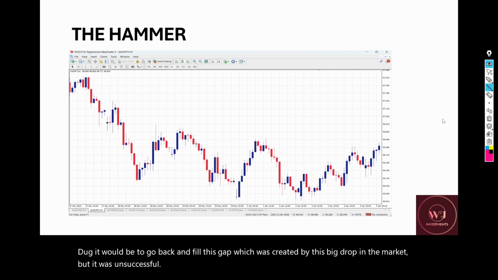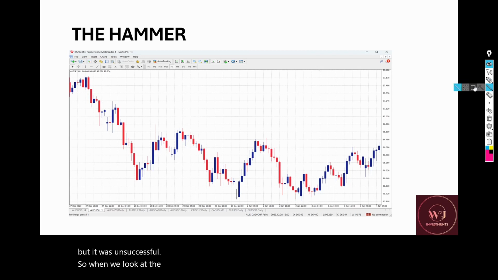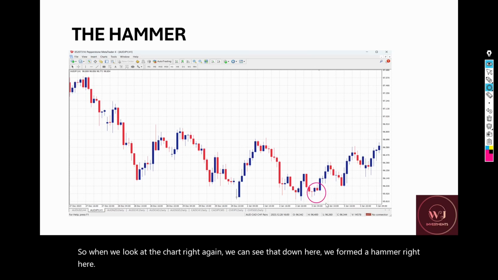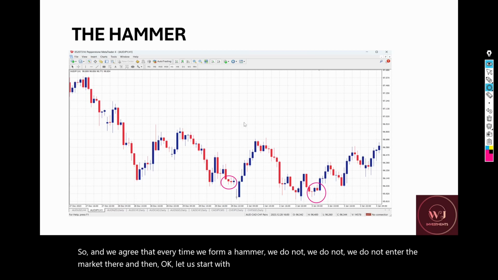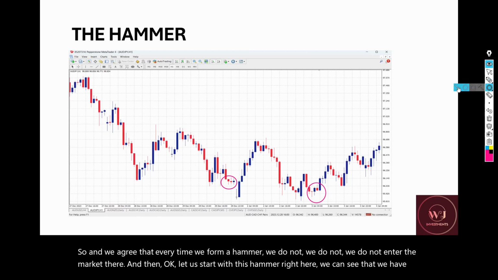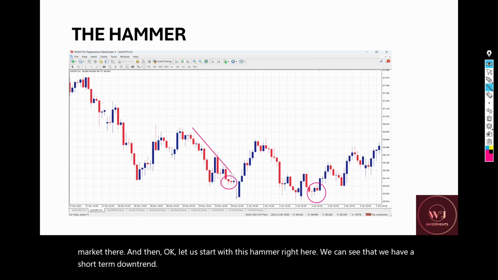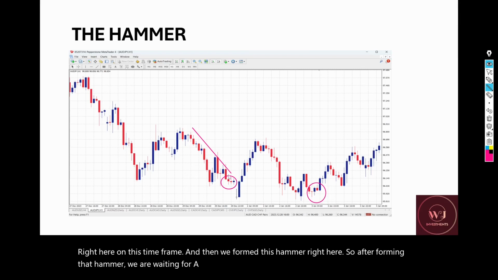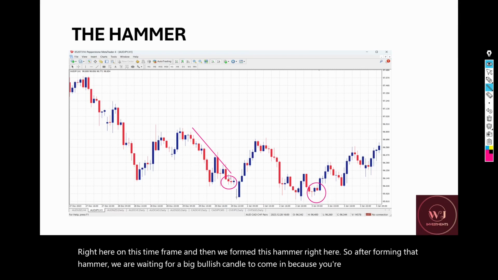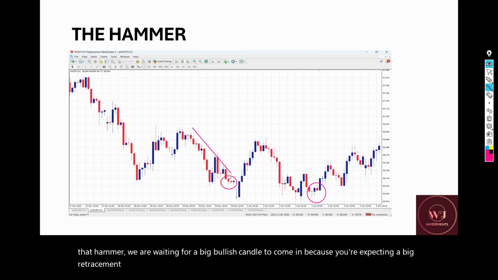So when we look at the chart again, we can see that down here we formed a hammer right here. Okay, and we agree that every time we form a hammer, we do not enter the market there and then. Okay, let us start with this hammer right here. We can see that we have a short-term downtrend right here on this time frame, and then we formed this hammer right here. So after forming that hammer, we are waiting for a big bullish candle to come in, because we are expecting a big retracement or a change in trend.